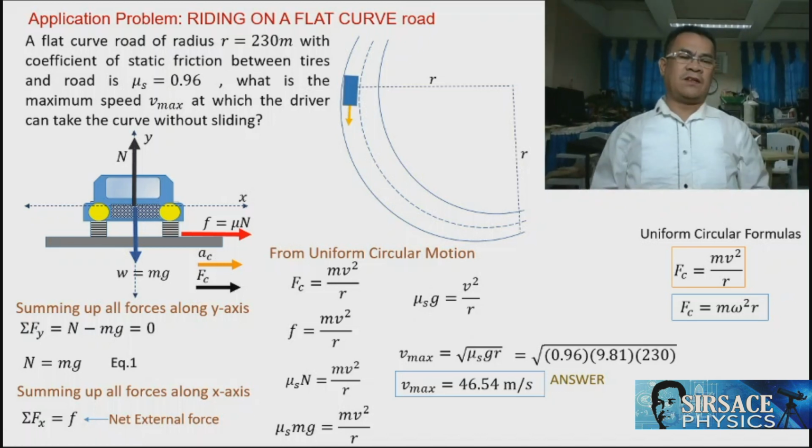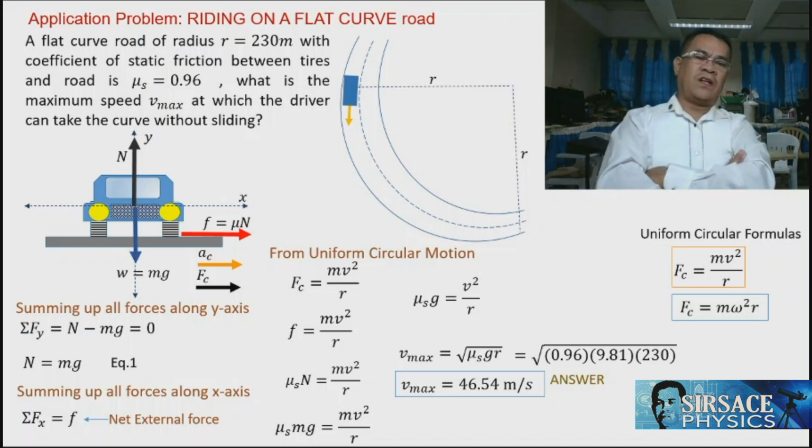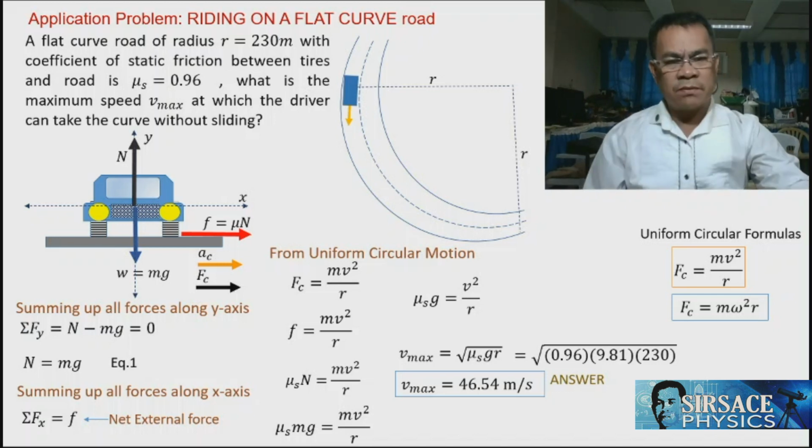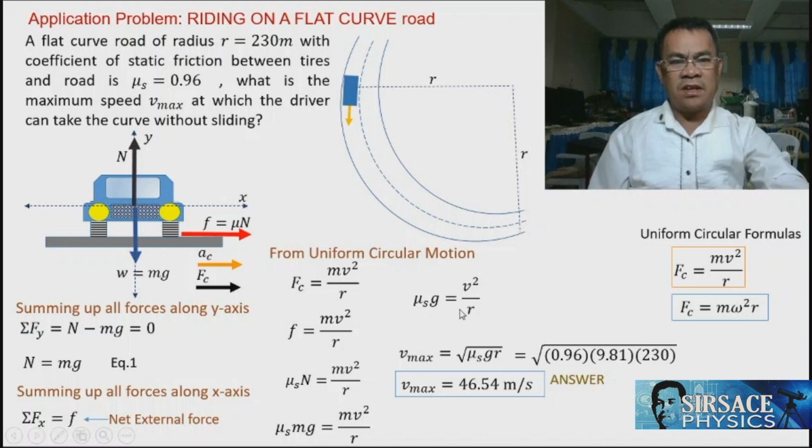So therefore you can do what you want on the equation. You have to use your algebra, manipulating the equations, then you can do it. All you need to do is to analyze clearly the problem. Now remember that this formula, mu g is equal to v squared over r, is only applicable for what? For the flat curve road. For the flat curve only. You cannot use this for others.